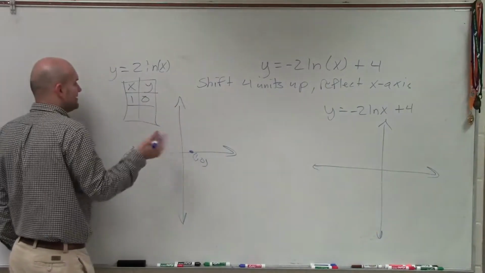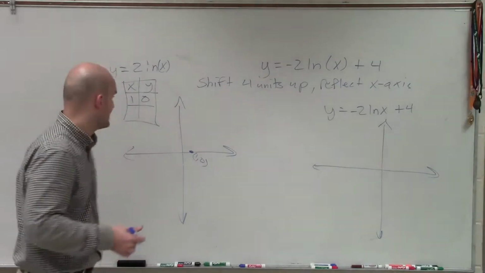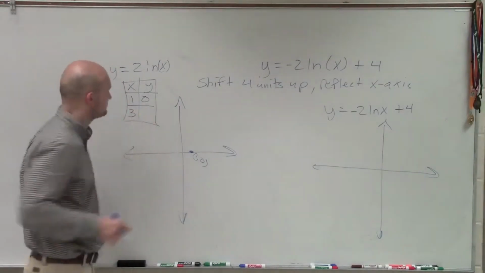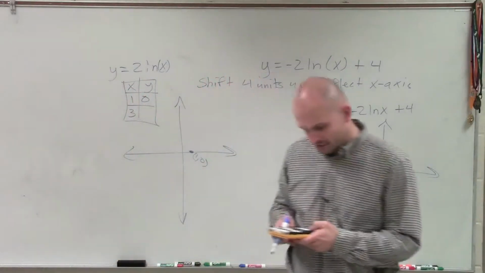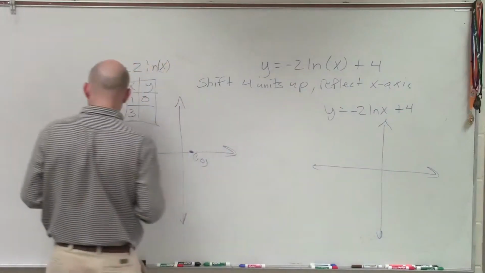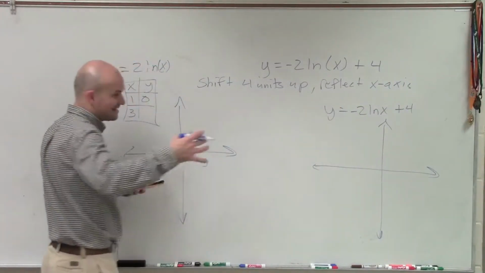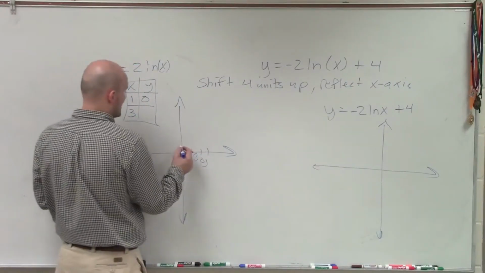And then I can just pick really any point that I want to. If I don't know, let's just pick 3. So if I do ln 2 times ln of 3 to find the value, I'll plug it into my calculator. And I get 2.197... It's going to go on and on forever. 1, 2, 3. I'm just going to approximate that at 2.2.